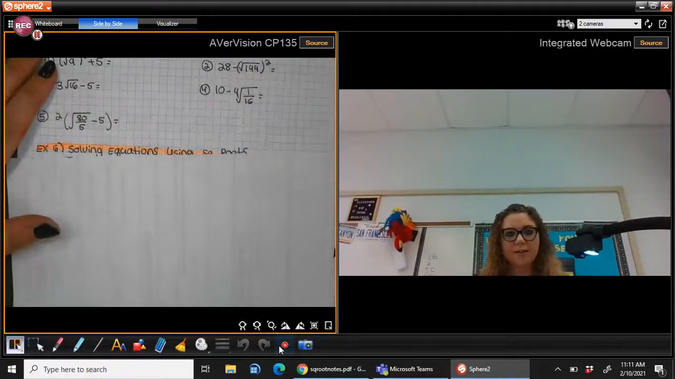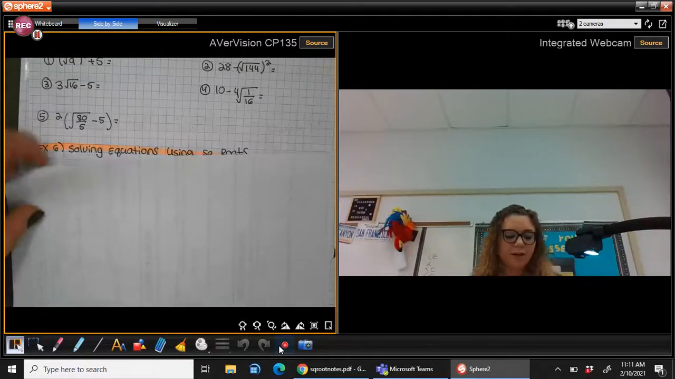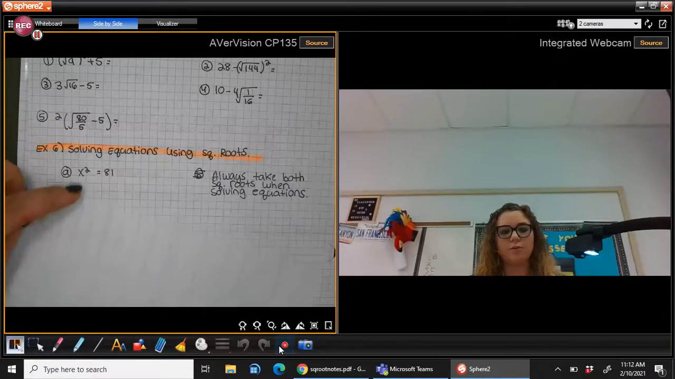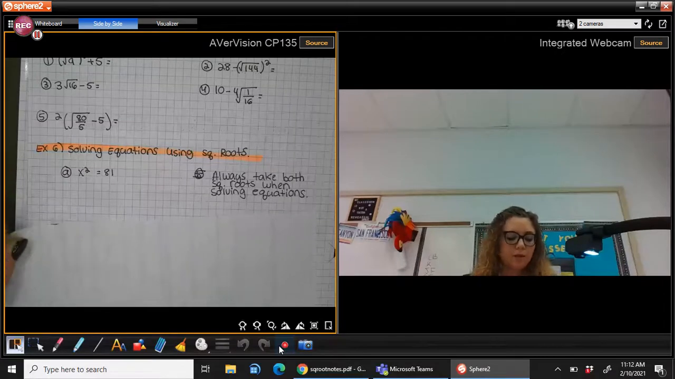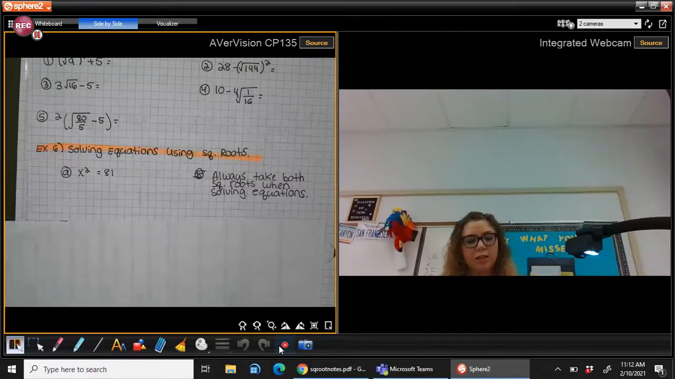Welcome back. So example 6. Solving equations using square roots. Okay? So now we're talking about equations. So now we're having to do the inverse operations.